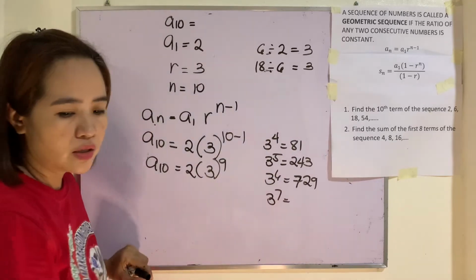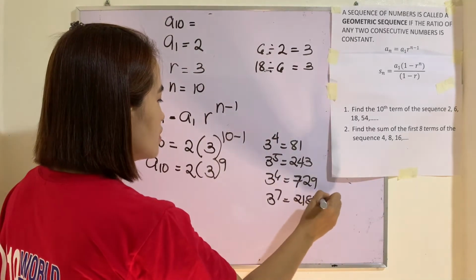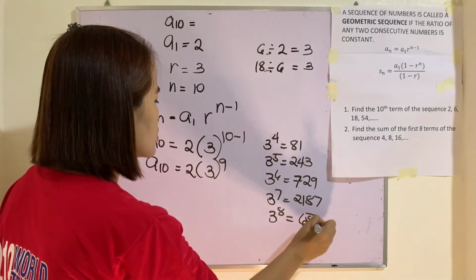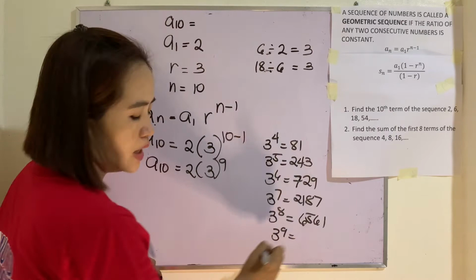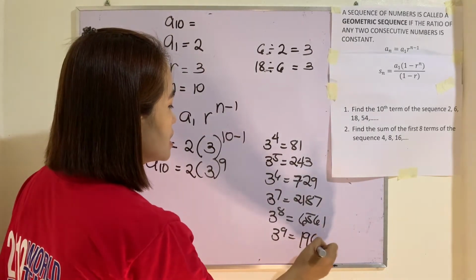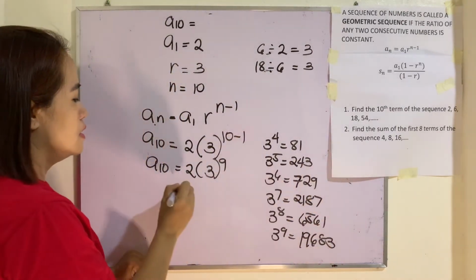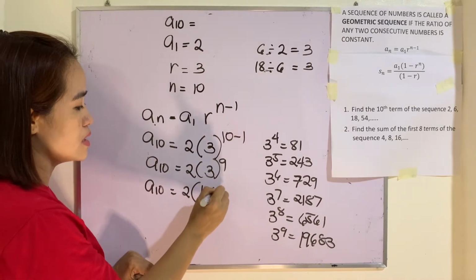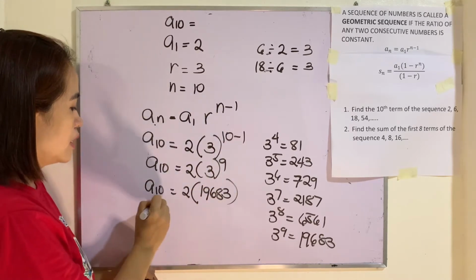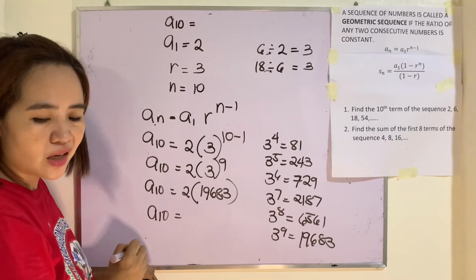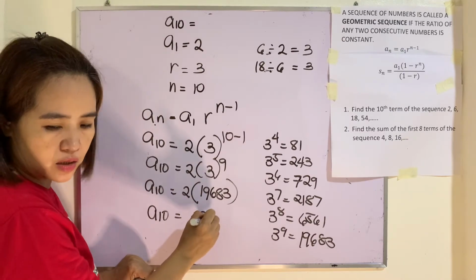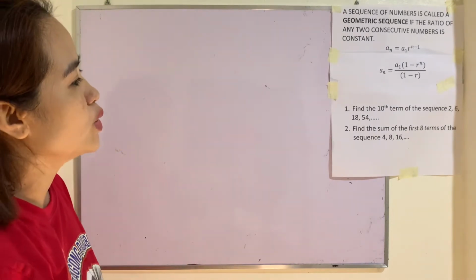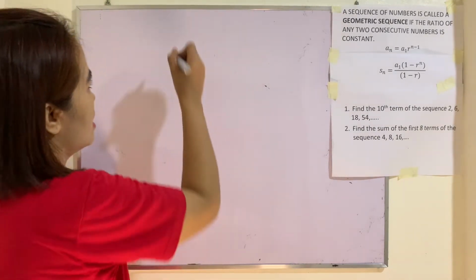3 raised to 7 is 2187. 3 raised to 8 is 6561. 3 raised to 9 is 19683. This is a sub 10 is equal to 2 times 19683. Multiplying the 2, our a sub 10 is 39,366.